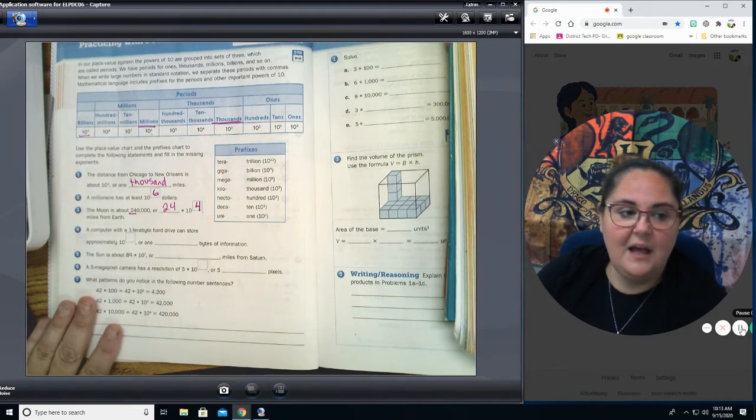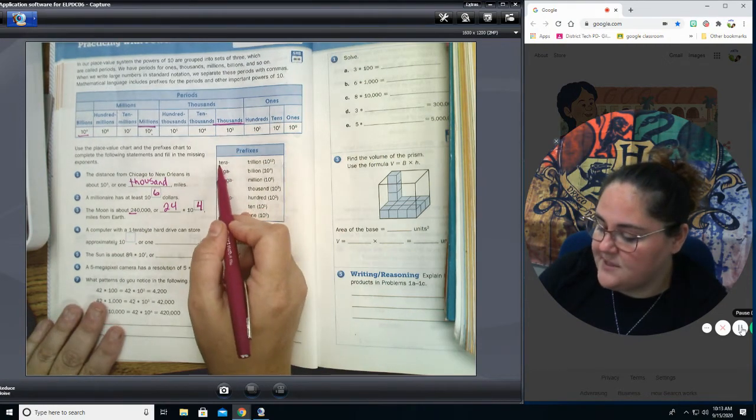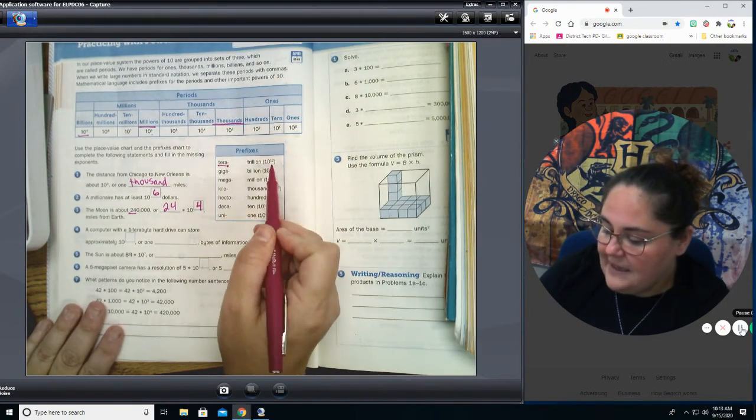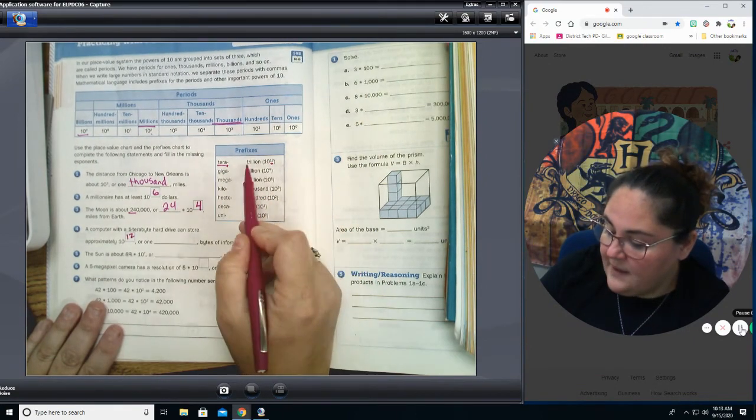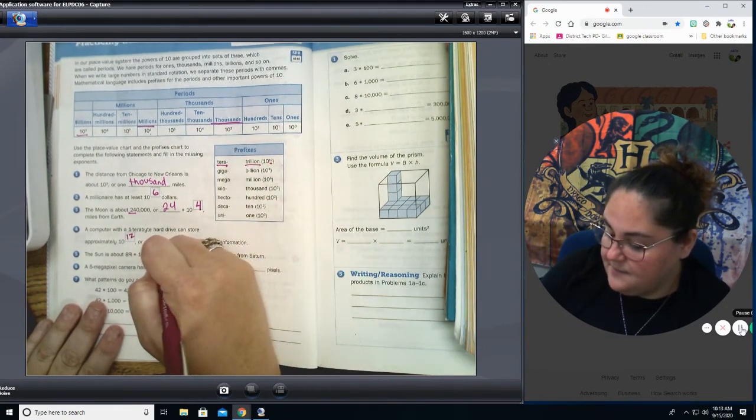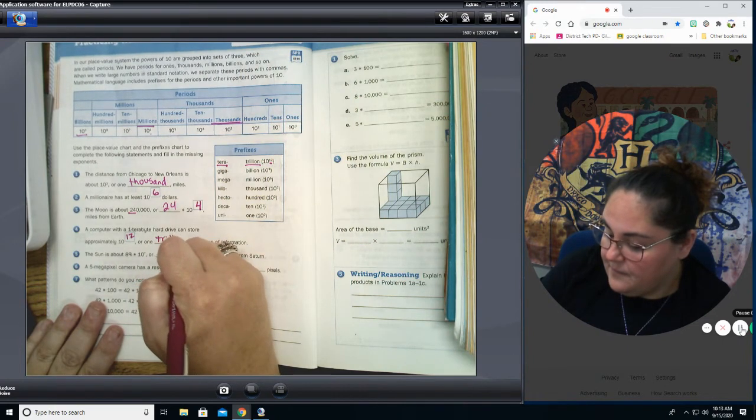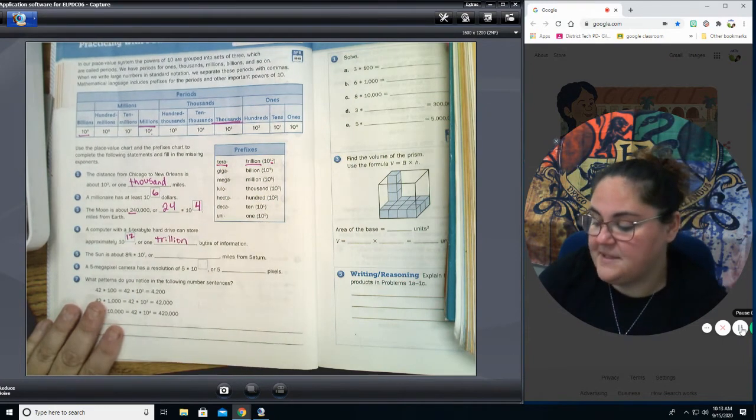All right. A computer with a 1 terabyte hard drive, huge, can store approximately 10 to the blank. All right, terabyte. So I'm looking right here. Terabyte is 10 to the 12th, or 1 trillion bytes of information.